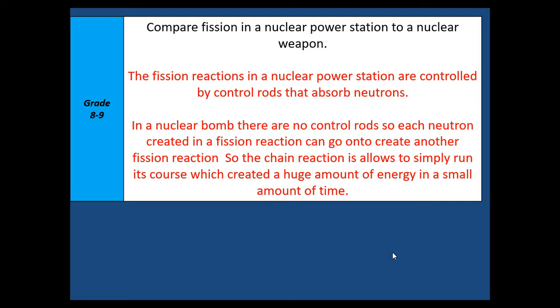Okay, and a nuclear weapon. The fission reactions in a nuclear power station are controlled by control rods that absorb neutrons. In a nuclear bomb, there are no control rods, so each neutron creates a fission reaction that can then go on to create another fission reaction. So the chain reaction allows it to simply run its course. Now, this means a huge amount of energy is created in a very short amount of time. An explosion.